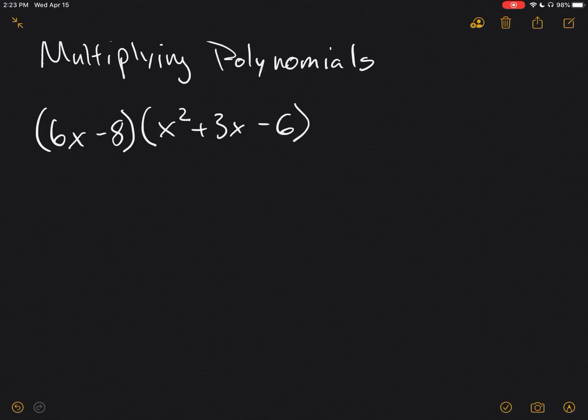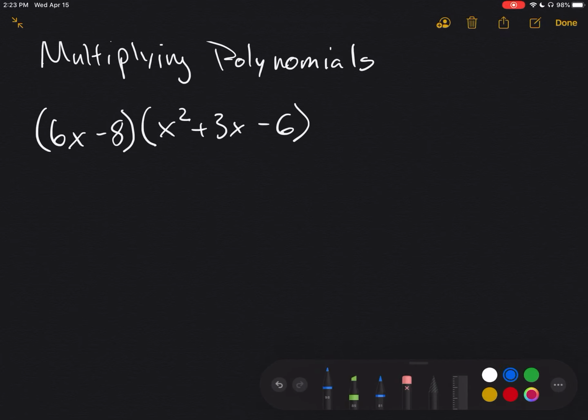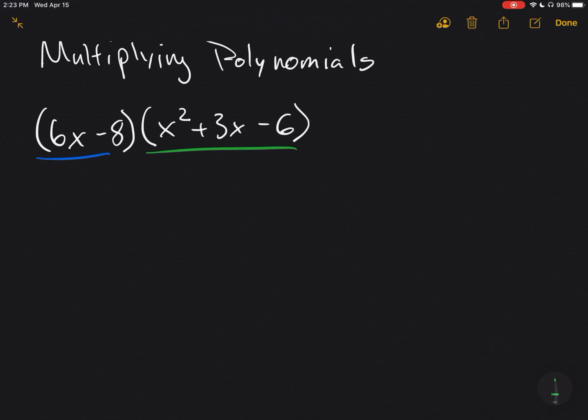All right, let's talk about multiplying polynomials. So here I've got one problem for us to go over. I'm multiplying a linear term, which is just a term that has an x to the first, times a quadratic term, or a quadratic polynomial, which is a polynomial that has an x squared term, right?